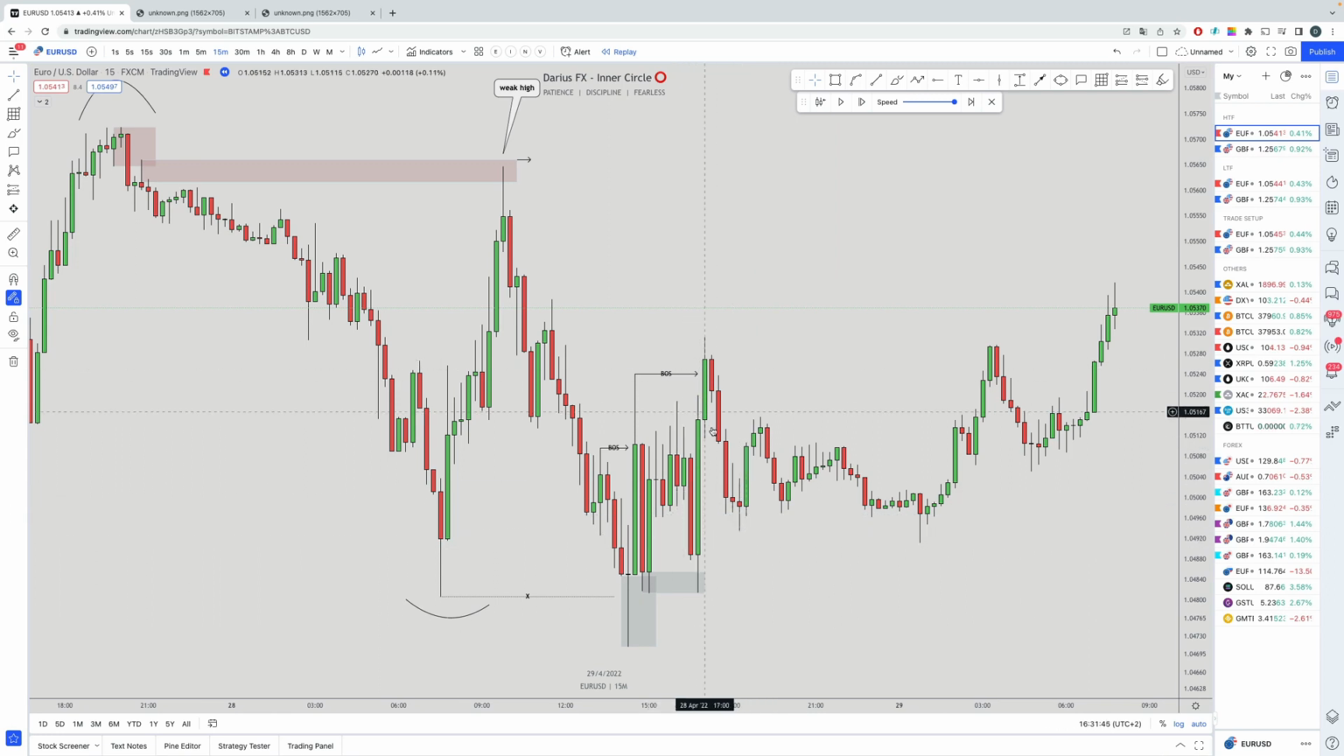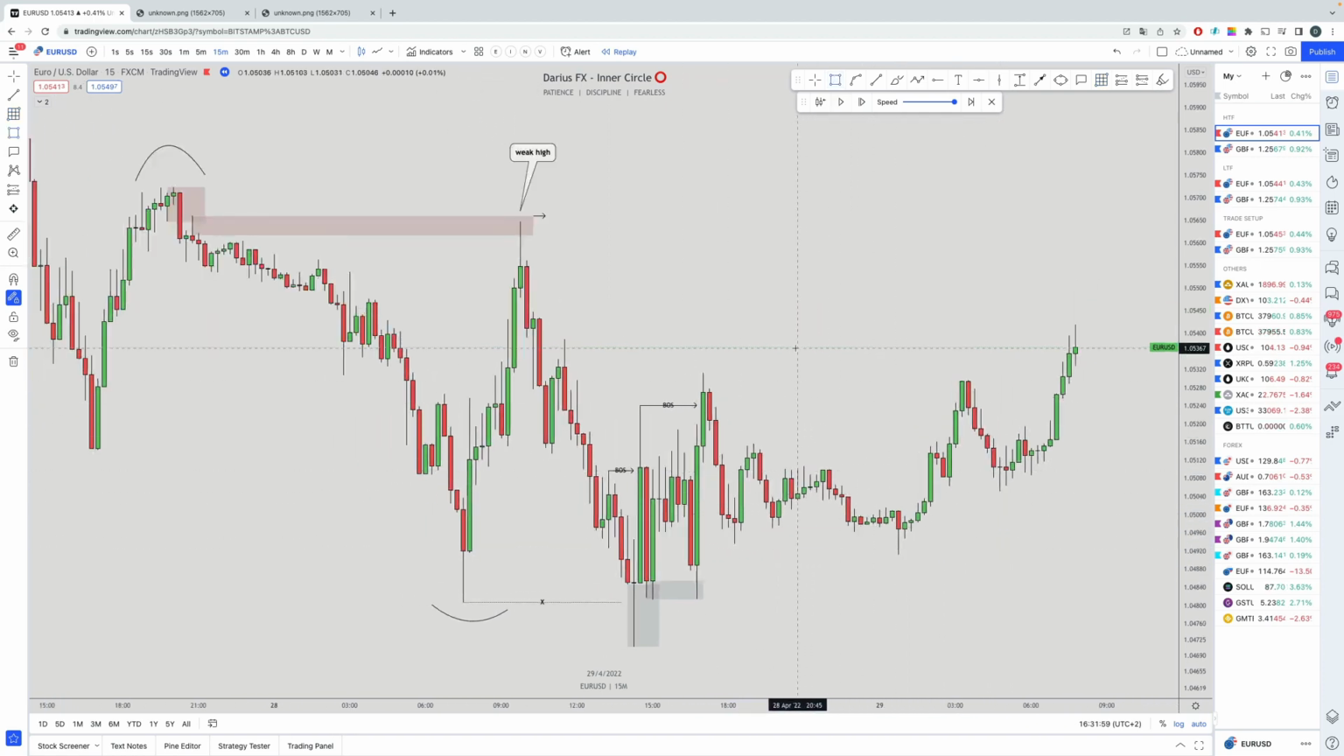What price then did is, of course, came back down and gave you kind of a 50% correction, a little bit more, of course, mitigating here something, you know, so probably here you will see something. It's not relevant for us. Okay, now we see price again breaking structure.